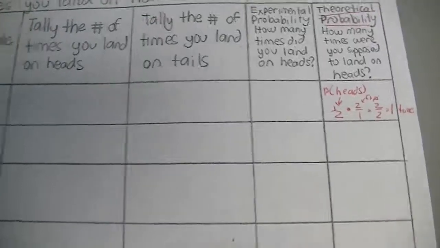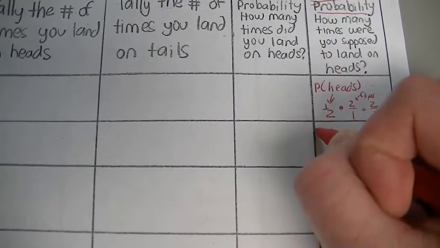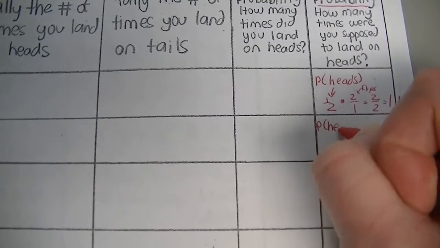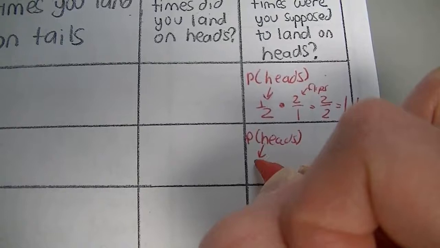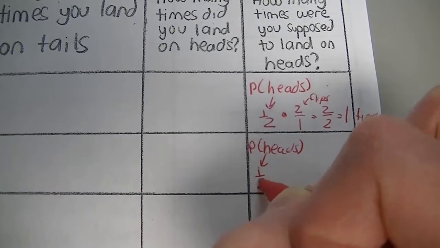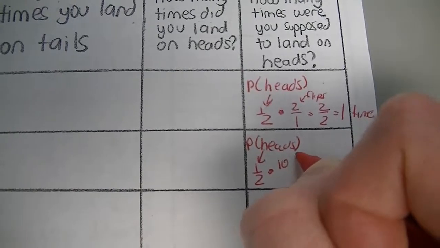Okay, for that next row, you're going to flip it 10 times. Again, we were interested just in heads. So if you just flipped it one time, your chance of landing on heads is 1 out of 2, because there's one head out of 2 sides. And this time we're going to do 10 flips.